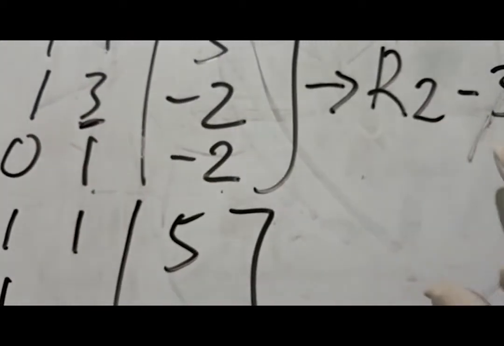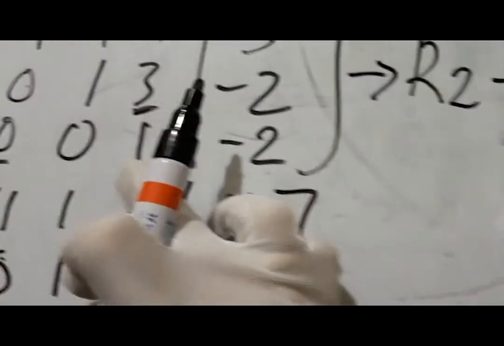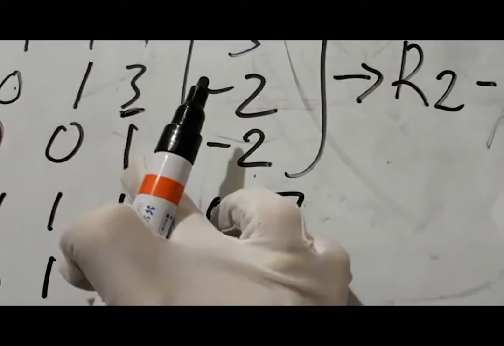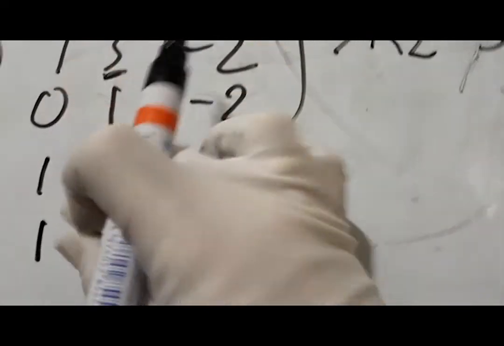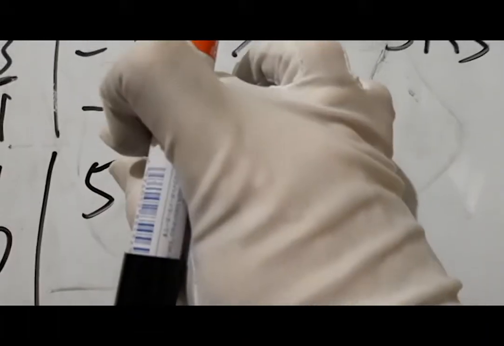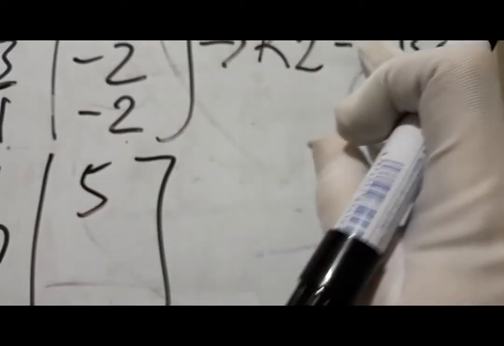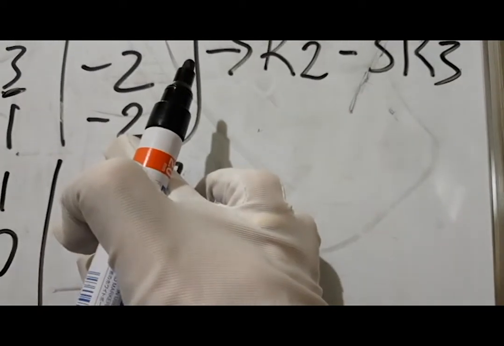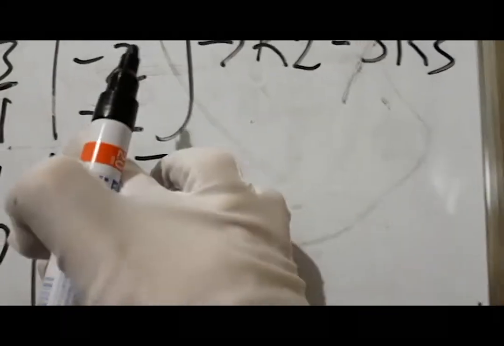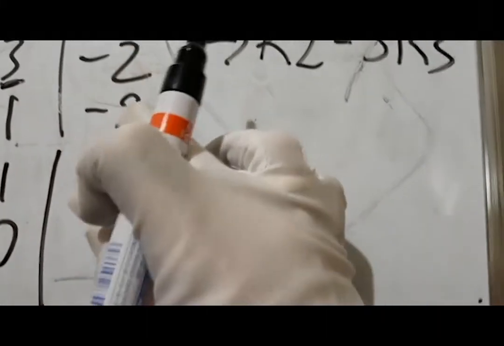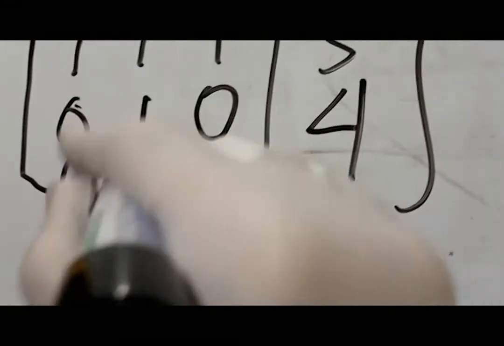3 minus 3 R3. Our R3 is 1. 3 times 1 is 3. 3 minus 3 is 0. Well, for this one, negative 2 minus 3 times negative 2 is positive 6. So negative 2 plus 6 is 4. And then we just rewrite it this way, 0, 0, 1, negative 2.